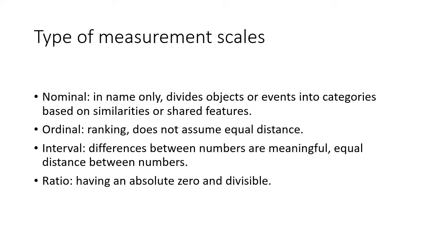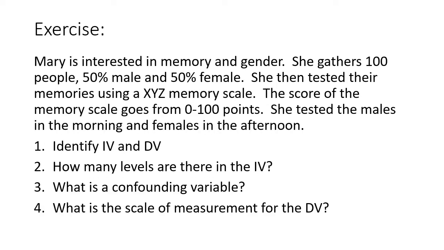So when you think about it, the Celsius scale would be an interval scale, as opposed to the Kelvin scale. With the Kelvin scale, the zero means that there is absolutely no heat, right? So therefore, the Kelvin scale would be a ratio scale. Okay, just think about it in terms of that.